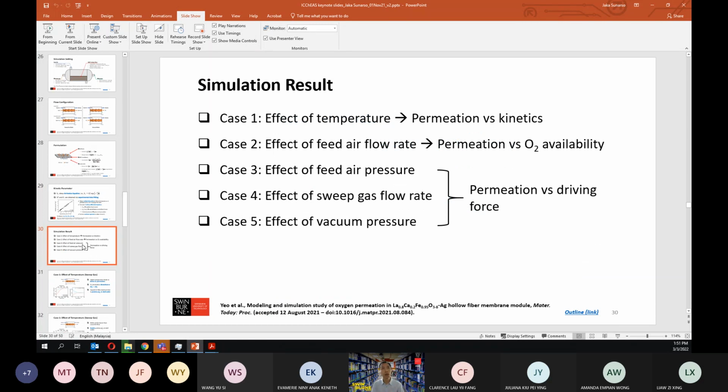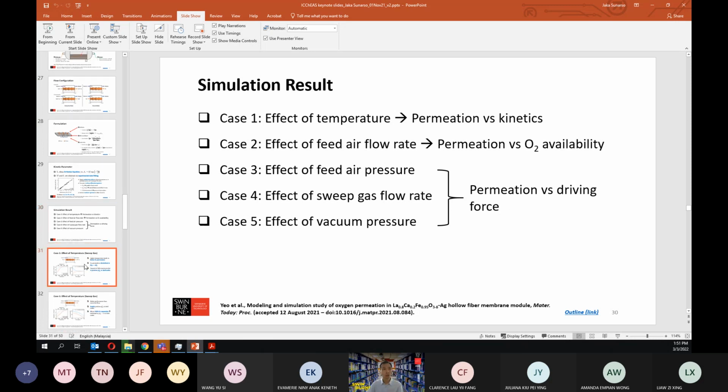Okay, so I will just go a little bit into the simulation result and then stop, because I don't want to make it too technical. In the first simulation result, we have 5 cases: effect of temperature, effect of feed air flow rate, effect of feed air pressure, effect of sweep gas flow rate, and effect of the vacuum pressure. What in essence it shows is the permeation versus kinetics. Case 2 is the permeation versus the availability of oxygen. The third, the fourth, and the fifth are the permeation versus the driving force.